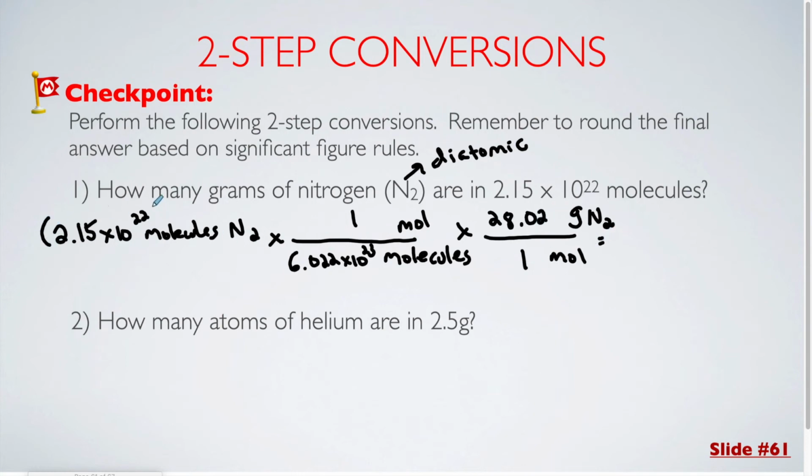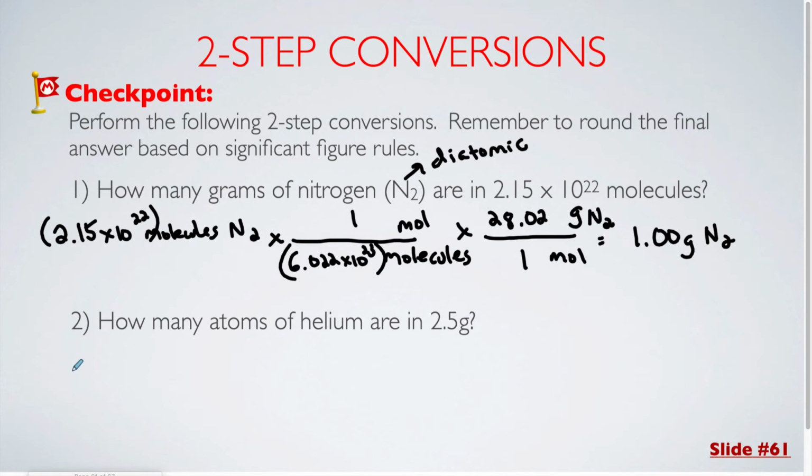These two numbers have to be in parentheses because they are in scientific notation. So I'm going to divide these two, and then I'm going to multiply by 28.02. And that comes out to 1.00 grams of nitrogen.